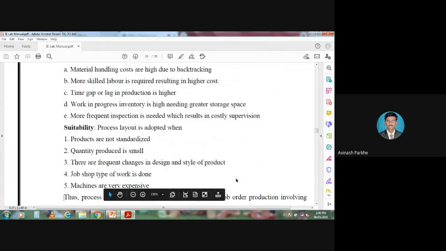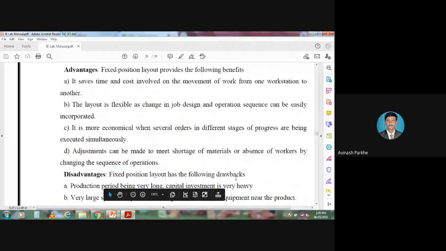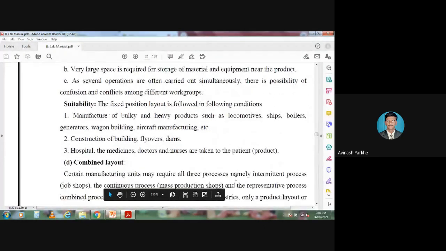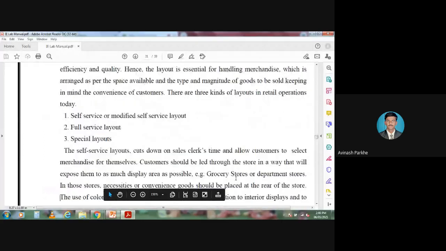Therefore the name of the experiment is also given: case study on plant layout. Other than this, there is no other part in this experiment number 6. The same things are there: types of layout, different types of layouts along with their figures, the explanations are given, then advantages and disadvantages of each and every type of layout mentioned in this manual. So you have to write down this experiment as experiment number 6.